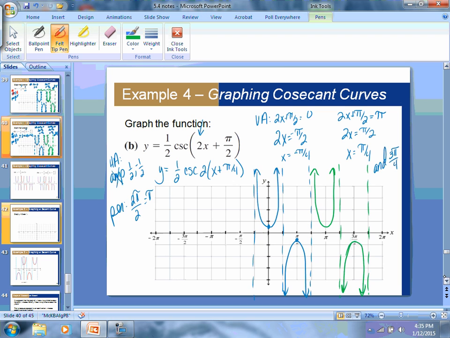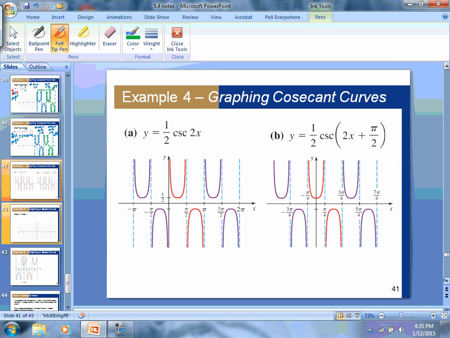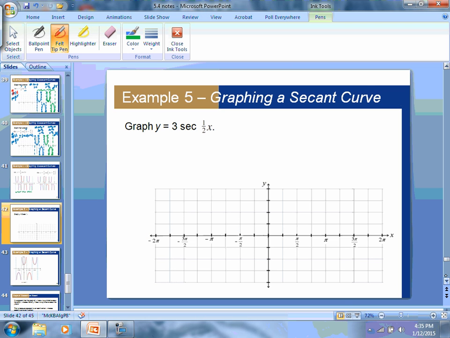Okay, so let's do one more. Oh, there's the book pictures. Okay, notice they've got 3 periods here. 1, and then 2, and then 3 periods for each of the graphs. Okay, so let's do one more example.